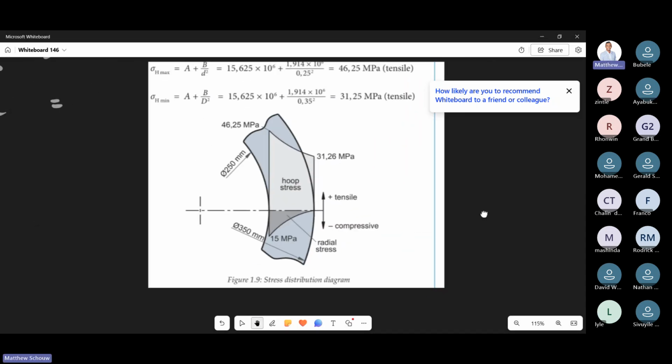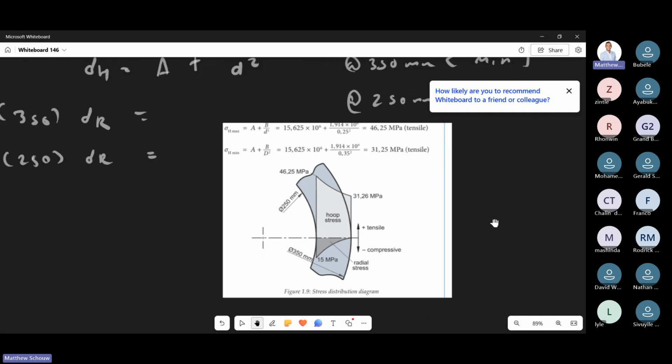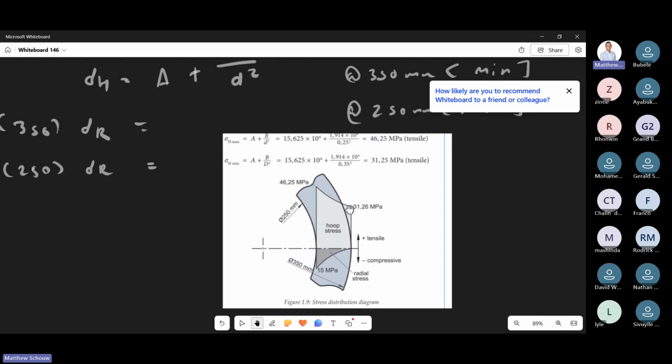Cool. So can we see there, right? That she's just summarizing the whole story for you. Can you see? This is through the thickness, right? Can you see that there's a 46.25 maximum there, and it becomes a minimum on the outside, right? That's what you said, no? 31.26. So the maximum is 46.25. The radial starts at a maximum here and goes that way. Is this correct?